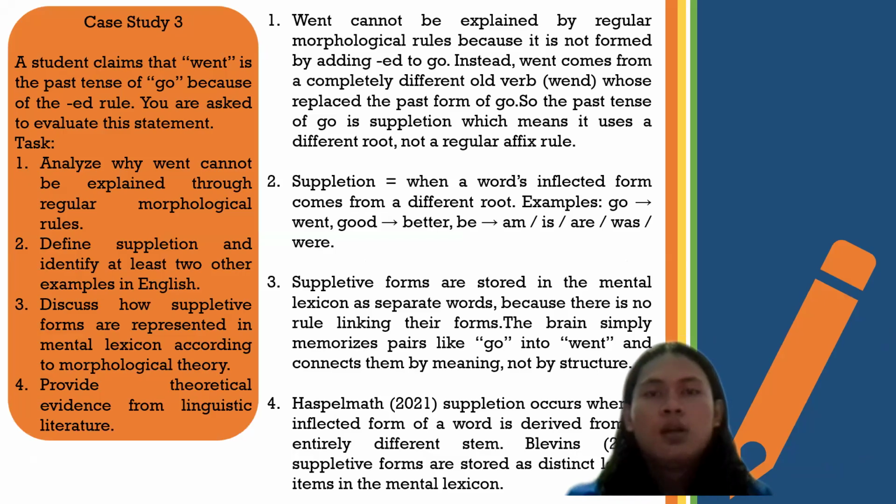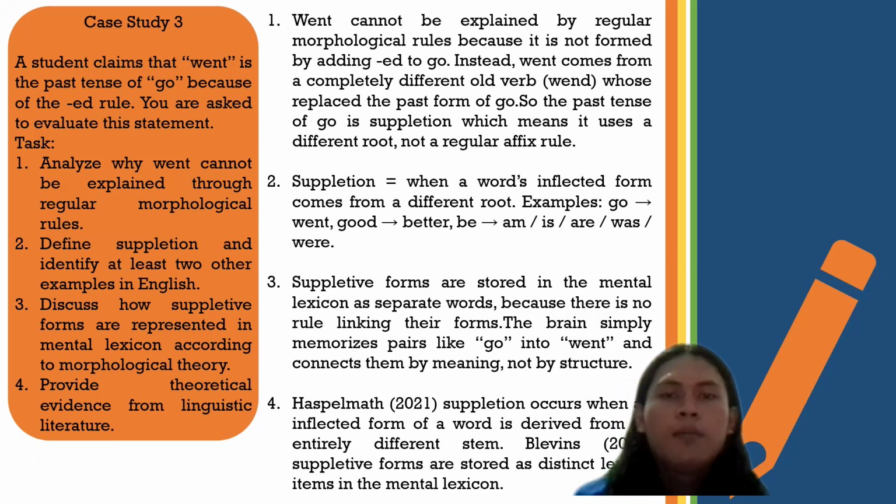Next, case study 3. In the first, "went" cannot be explained by regular morphological rules because it is not formed by adding -ed to go. Instead, "went" comes from a completely different old verb "wendan", which replaced the past form of go. So the past tense of go is suppletion, which means it uses a different root, not a regular affix rule.